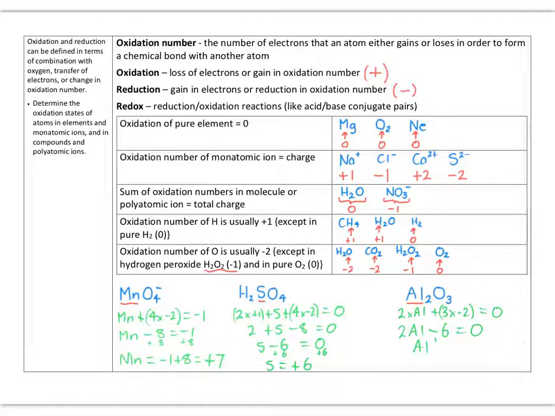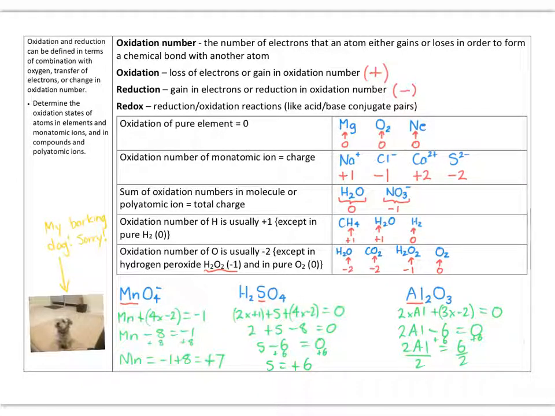Aluminium, we're going to add 6 to both sides to cancel that out. So we get 2 aluminium equals 6. We divide by 2 on both sides to get rid of the 2. So aluminium will be equal to 6 divided by 2, which is equal to 3.